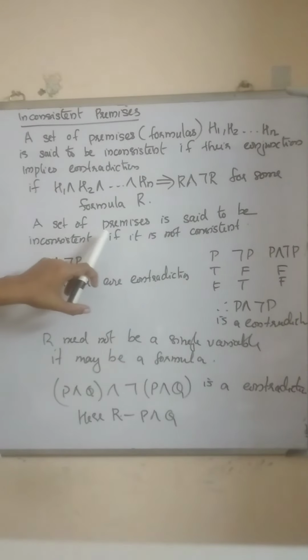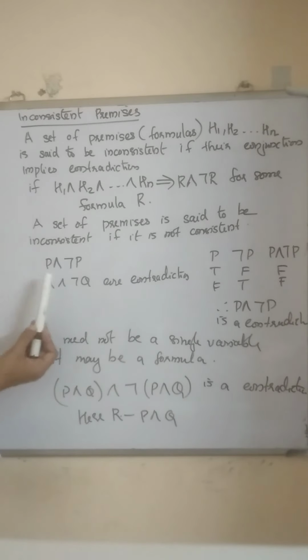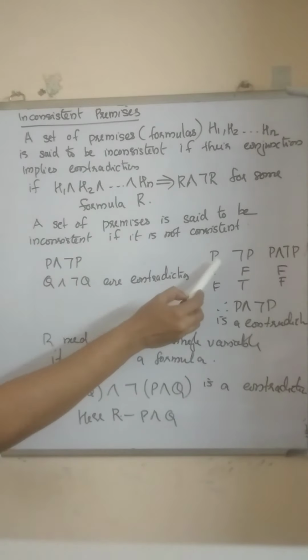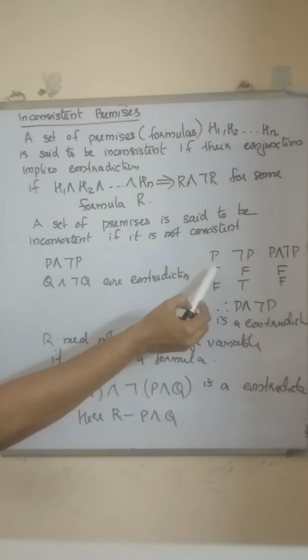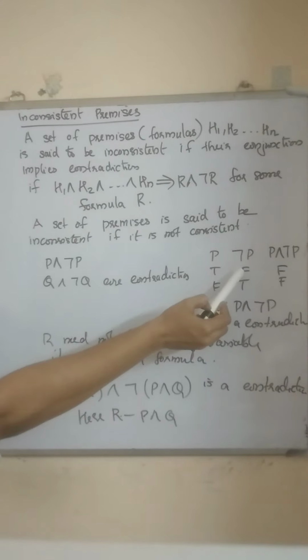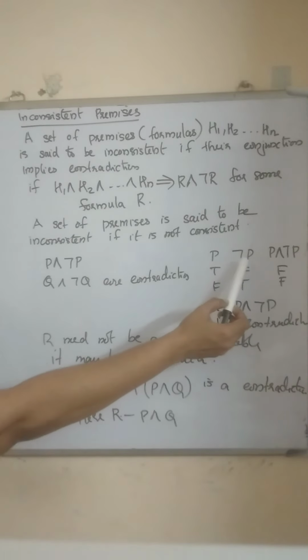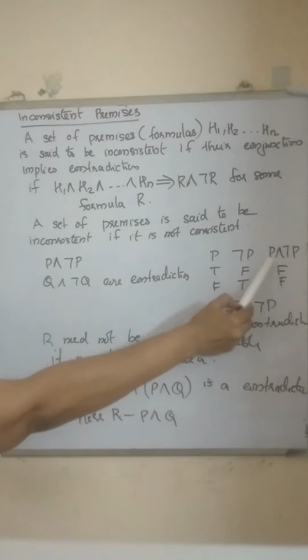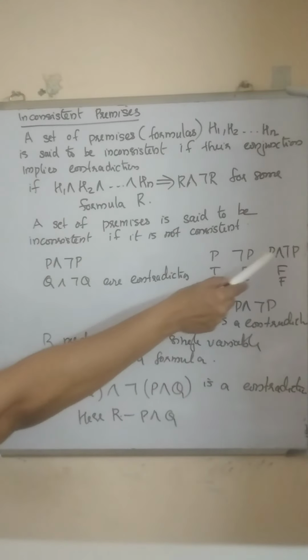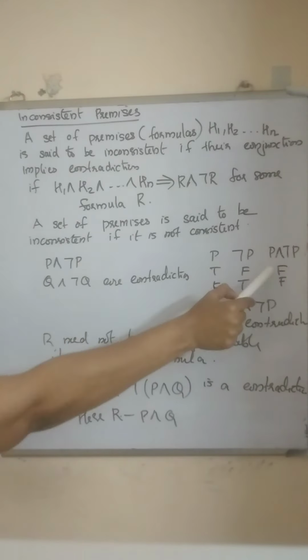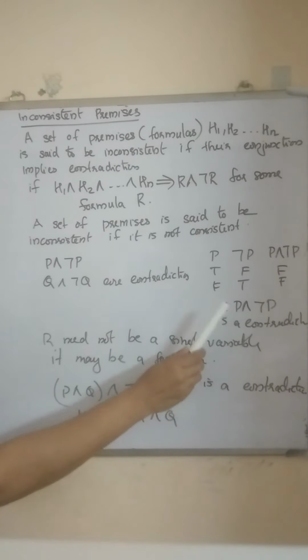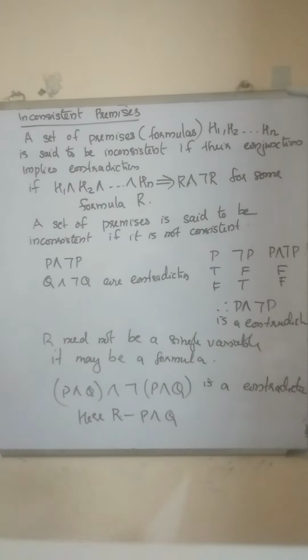A set of premises is said to be inconsistent if it is not consistent. Take P and negation P. P and negation P is a contradiction, since P has the truth values true and false, so negation P has the values false and true. Taking the conjunction P and negation P, both values are false. So the truth table of P and negation P has all truth values false. So P and negation P is a contradiction.